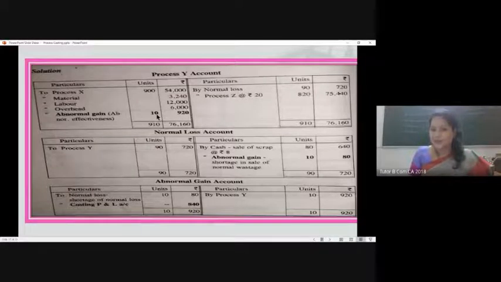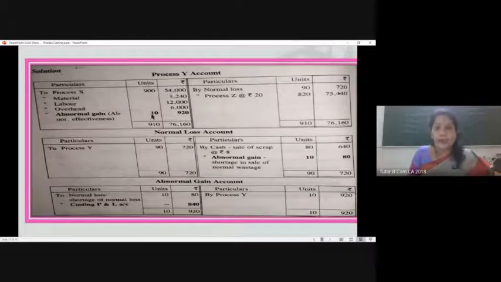10 units, we said 10. How did we get 10? We expected 900 units. We expected a loss of 10%, which is 90 units. So when I reduce 90 from 900, I should get 810. But what I got was 820. So it is a case of abnormal gain.